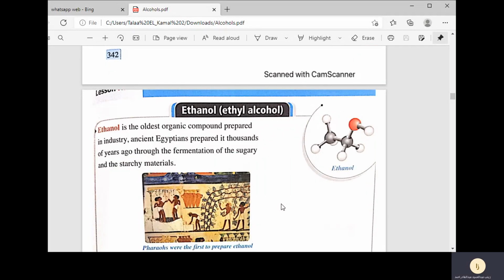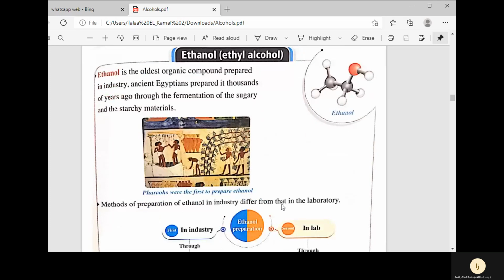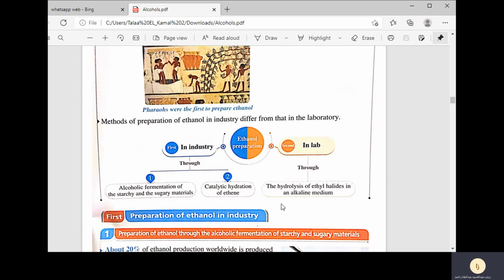هنبدأ بقى في الايثانول. الايثانول او الايثايل الكحول هناخد البريباريشن بتاعه. فبيقول لي هو all this organic compound prepared in industry. An ancient Egyptian prepared it thousands of years ago through the fermentation of sugary solution of a starchy material. معروف الفرمنتيشن بيحول لي اي ماده الكحول.